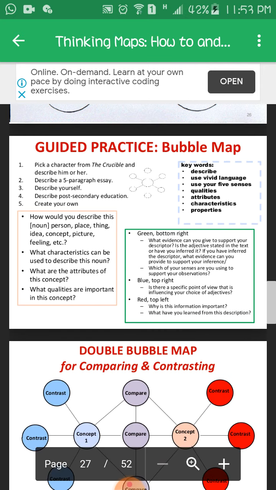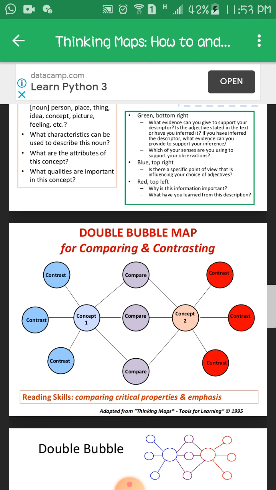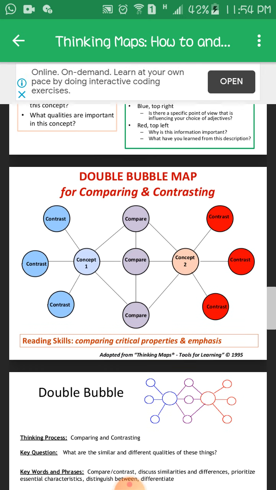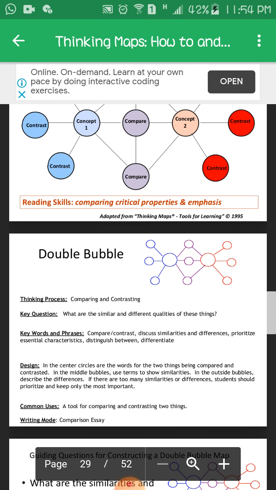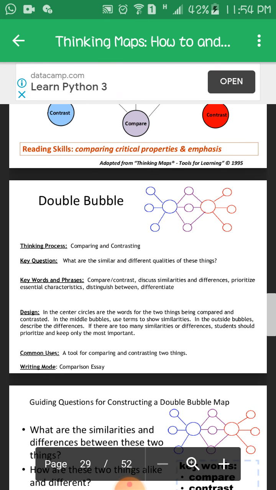Okay, let's see double bubble map example. It is used for comparing and contrasting. Look at this, concept 1, concept 2, compare, compare, compare, and concept 1 contrast, contrast, contrast in yellow, in blue and red, and in purple we have comparison of concept 1 and concept 2. In this way you can present your test. It will look good. Double bubble, thinking process, comparing and contrasting.